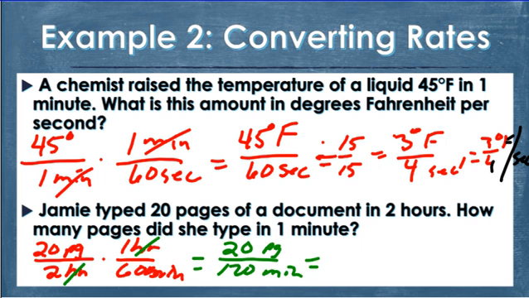Let's simplify that. I can divide this by 20. So 20 over 20, which would give us 1/6 page per minute.